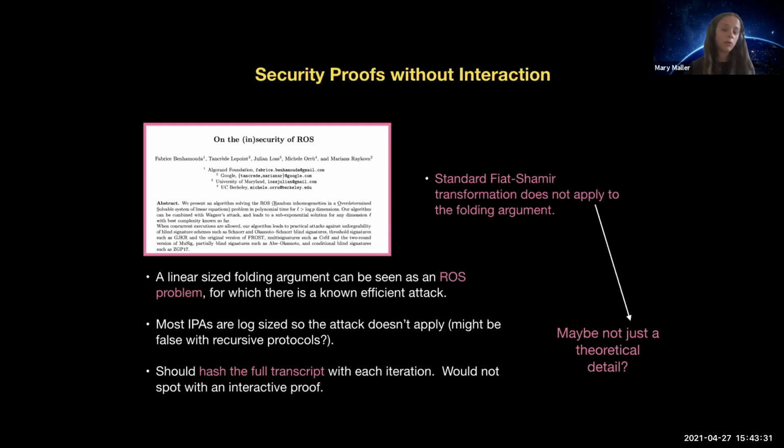But maybe when we're talking about recursion, not only this logarithmic size recursion but also a recursion inside a recursion, you might end up in a situation where you have more rounds than you had accounted for. And if you get to a situation where you have a linear number of rounds, then a recent attack on the ROS problem, which has been applied extensively to lots of different threshold signatures, would also be applicable to these inner product arguments. So I'm not saying there's an attack here, I don't think there is, but this might not just be a theoretical detail, there might be something real going on here.